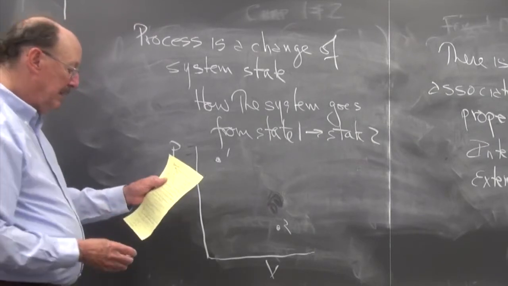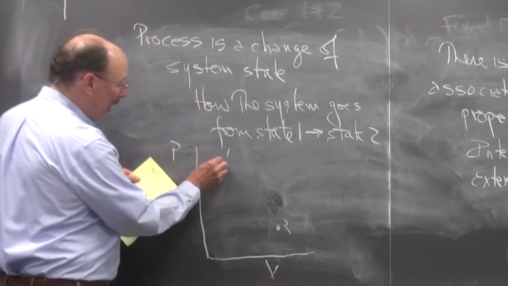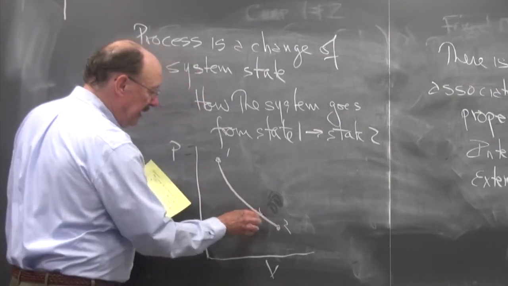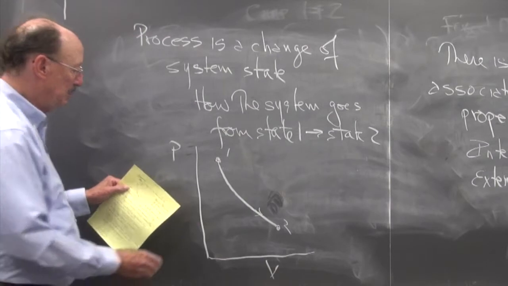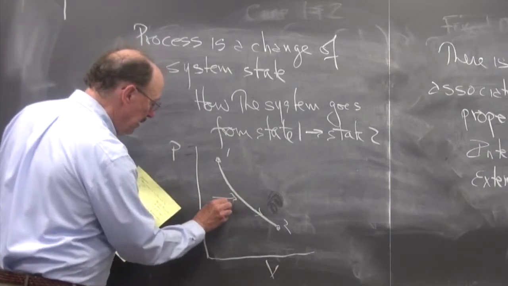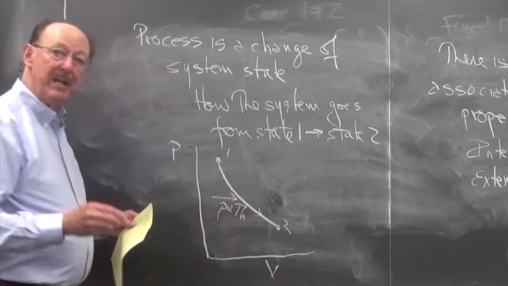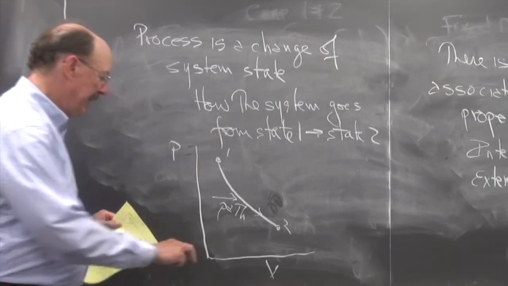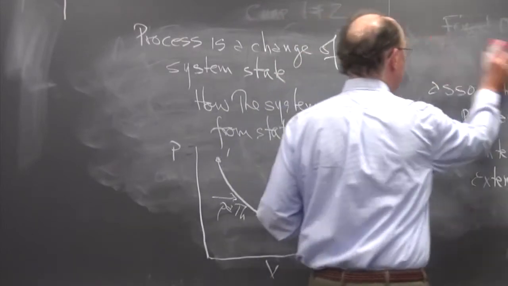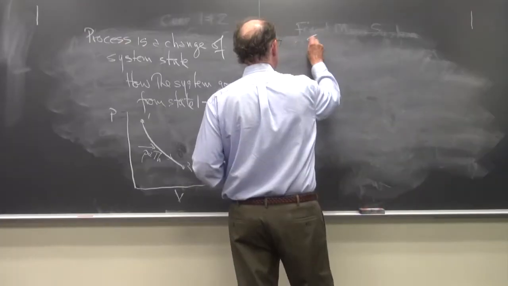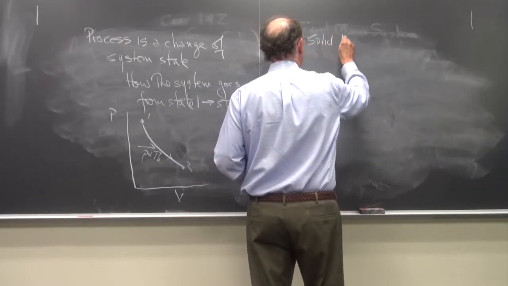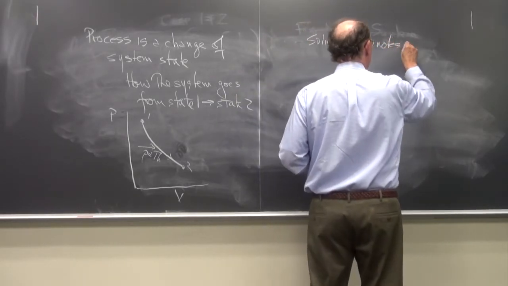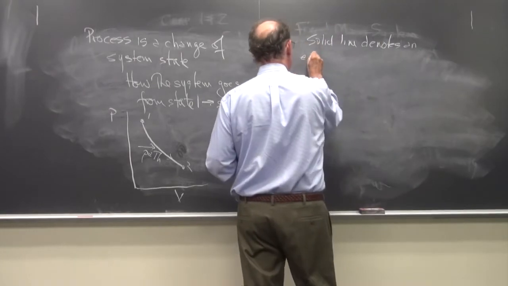If I draw a path, if I describe a certain way it goes, this is a path. If I draw a solid line, it's indicating that it's an equilibrium path. The solid line denotes an equilibrium path.